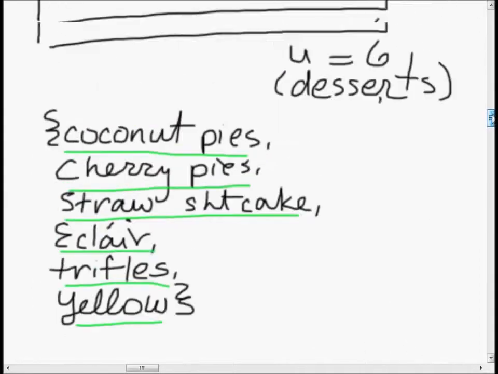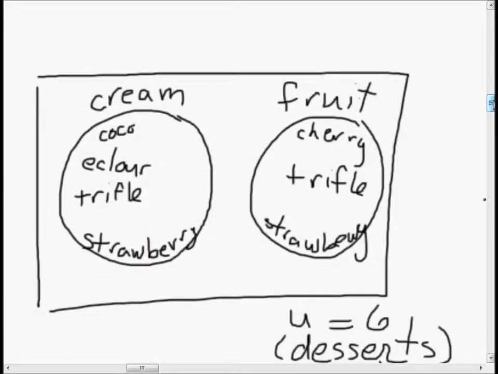And let's see, what else do we have? Yellow cake. Well, yellow cake has cake and icing, so it doesn't go in either. Okay, sorting's all done, and that wasn't too bad, was it? So what do we have so far?